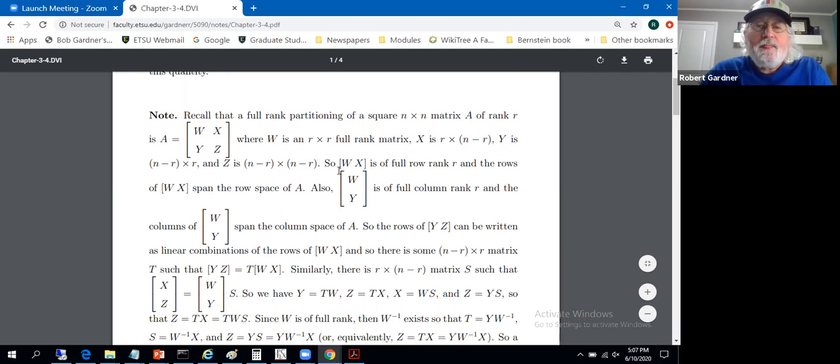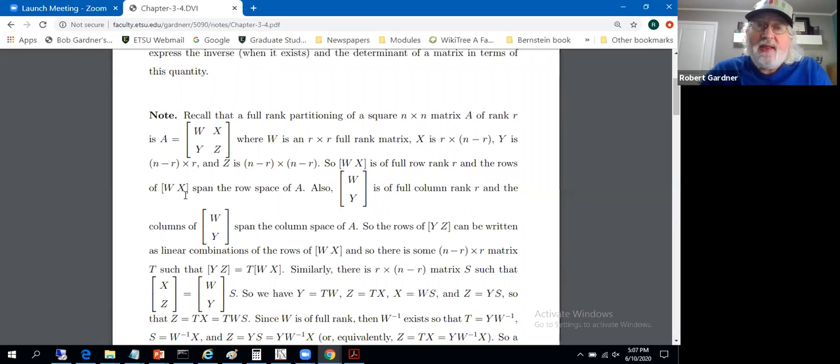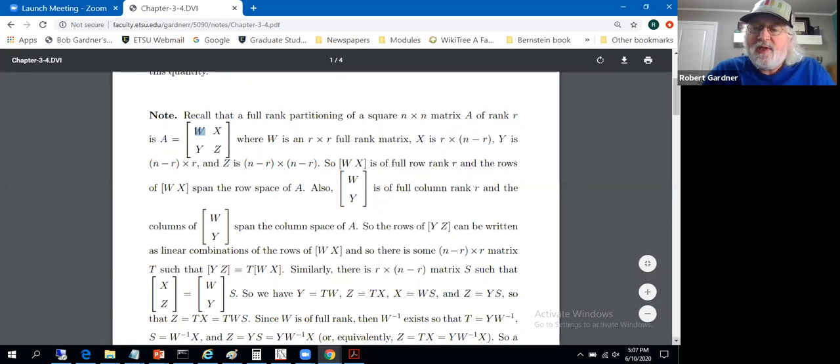Okay. Now, with that done, A is of rank R, W is also of rank R, then what's happening is [W X], the upper half of this matrix, has full row rank. It's full rank R. And so the rows given by the upper half of the matrix span the row space. Similarly, if we look at the left half, the [W Y] part, this has full column rank R, really all those contributions being made by the W part of that partitioned matrix, but full column rank as well. And so the columns of the left-hand part span the column space of matrix A.